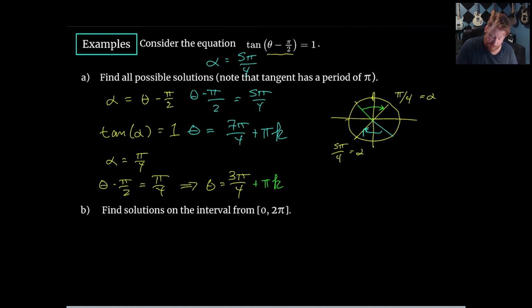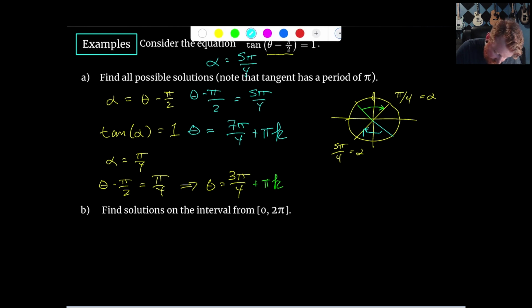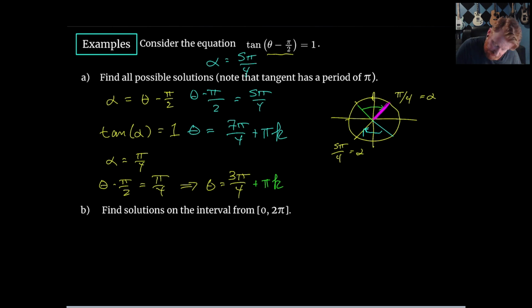And now we just want to find the solutions on the interval from 0 to 2 pi. So that's just going to be the 2 explicit ones that we found here. Maybe I'll do this in pink. That was the alpha that we found, but it's just this angle at 3 pi over 4. So 3 pi over 4, and this other angle here at 7 pi over 4. Those are the only 2 solutions on this interval from 0 to 2 pi.